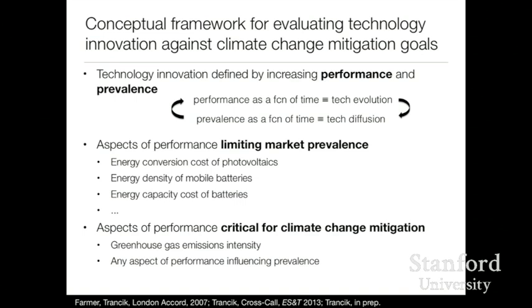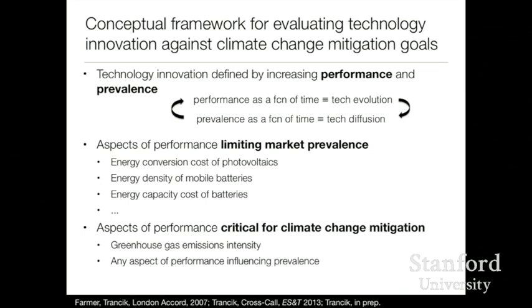And then if we look at market prevalence and think about what determines it, we can actually identify key aspects of performance that limit market prevalence. And each technology has a set of these key aspects. So in the case of photovoltaics, energy conversion cost is still one of the limiting factors. If we look at mobile batteries for electric vehicles, energy density is one of the limiting factors. And for stationary batteries, energy capacity cost. And there are a number of other performance metrics that influence market prevalence.